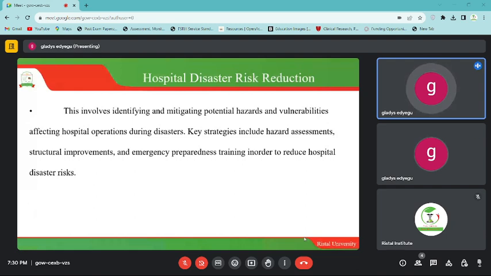We need also to look at the structures, and we need to improve some of our structures. And also emergency preparedness: we need to train most of our staff to be able to handle emergencies, and this will help us reduce some of the disaster risks in our hospitals. So disaster risk reduction is basically looking at the strategies that we have already mentioned, and if we are able to do that, then we shall be able to reduce some of the risks in relation to disasters in our hospitals.